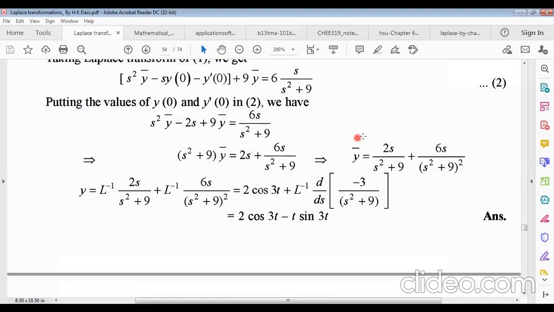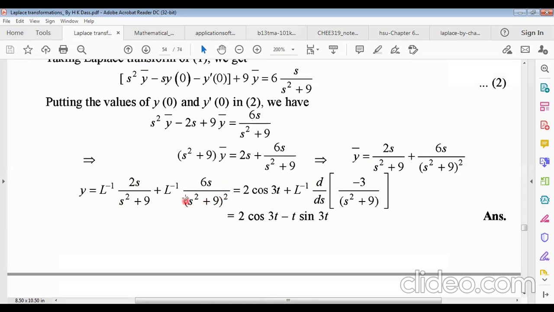Now inverse Laplace transformation of y bar. Okay, inverse Laplace transformation of this plus inverse Laplace transformation of this one. So inverse Laplace transformation of this, what will be? 2 into cos 3t, because Laplace transformation of cos 3t will be s divided by s square plus 3 square. This is why inverse Laplace transformation of s divided by s square plus 9 is this. From chart you can check.